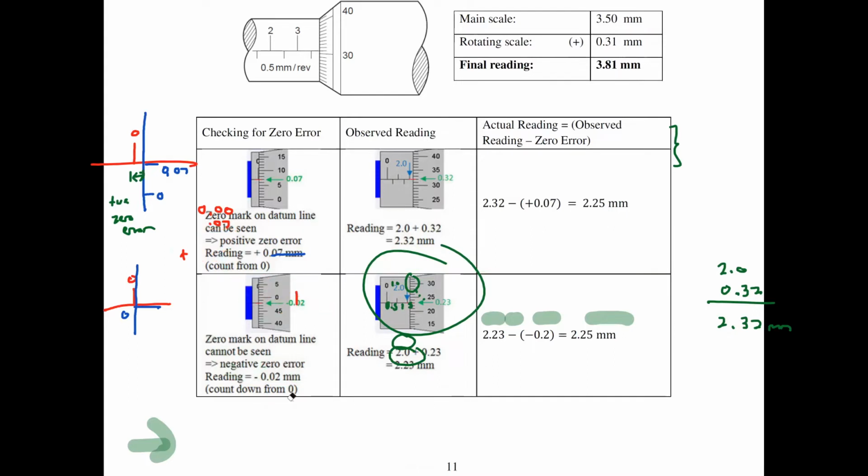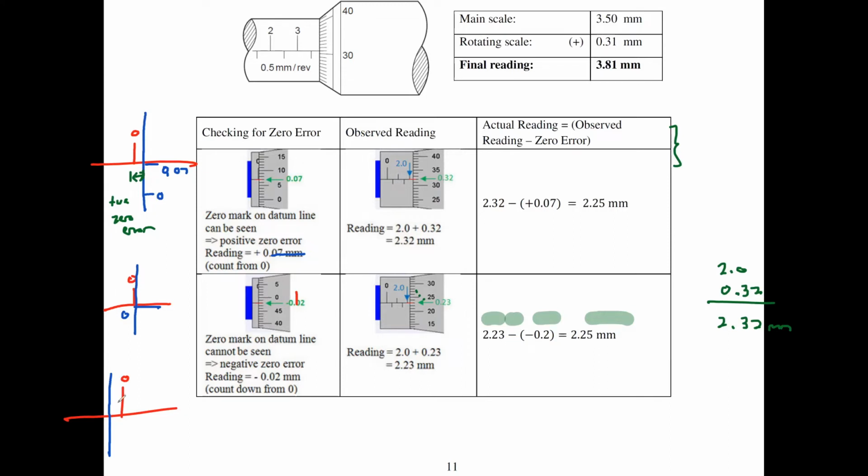Now, when you have negative zero error, what actually happens is this. Your 0 on your main scale is somewhere here. Okay, this is the 0 on your main scale. But somehow your rotating scale was before this 0 here. Wait, let me just withdraw this. When you have negative zero error, your rotating scale actually is slightly before your 0. What I mean by that is this. In your case here, let me just go with this case here.